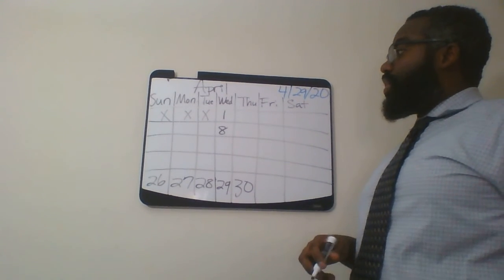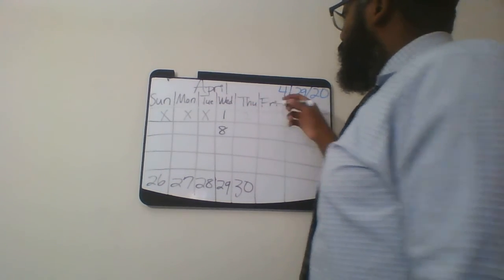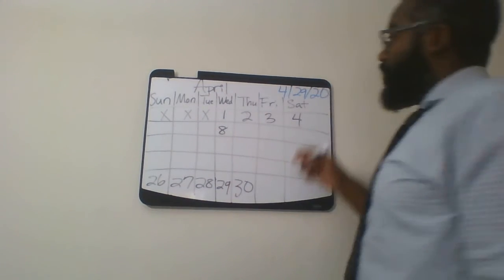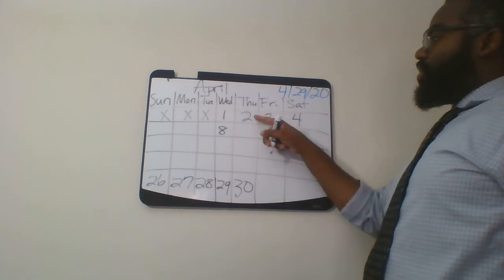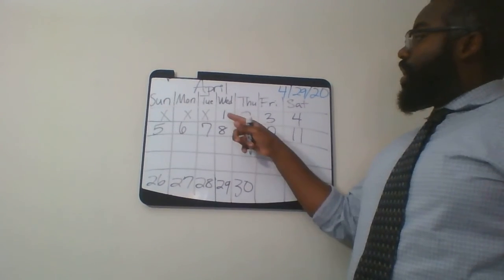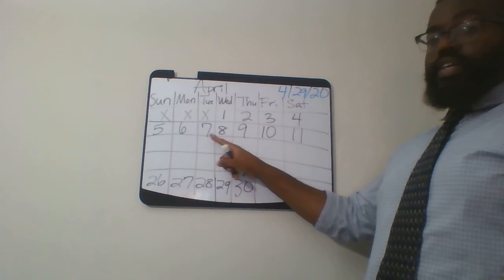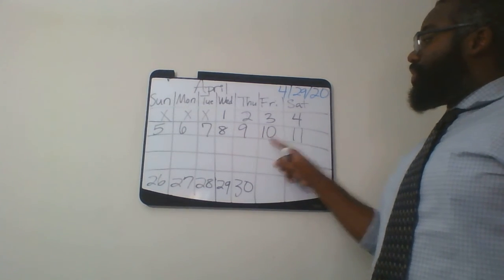Let's do the first 2 rows together. Wednesday is the first. Thursday is the second. Third, fourth. First, second, third, fourth. And fill the next row: 5th, 6th, 7th, 8th, 9th, 10th, 11th. So look what we have here. We have the first to the fourth, and the next row is the 5th, the 6th, the 7th, 8th, 9th, 10th, 11th.